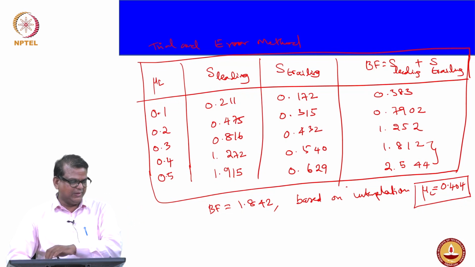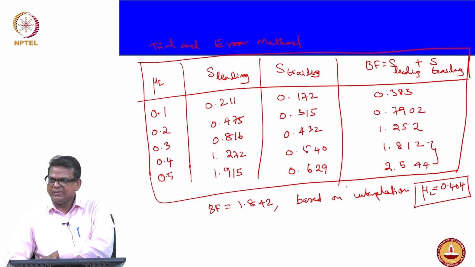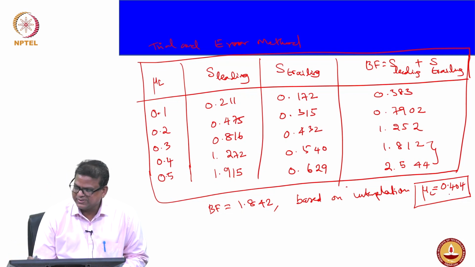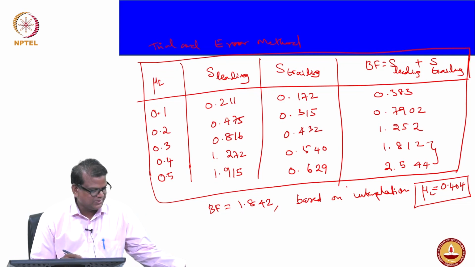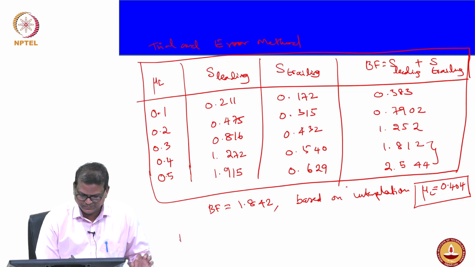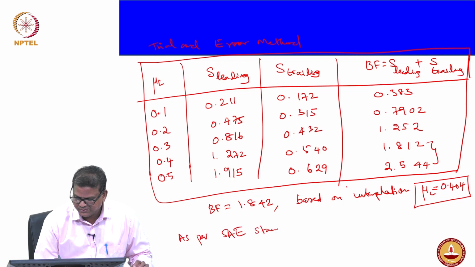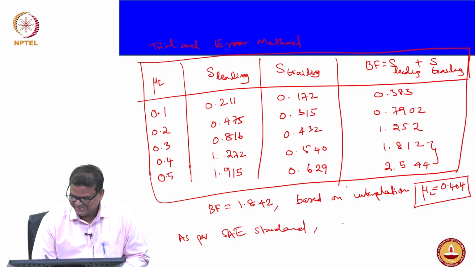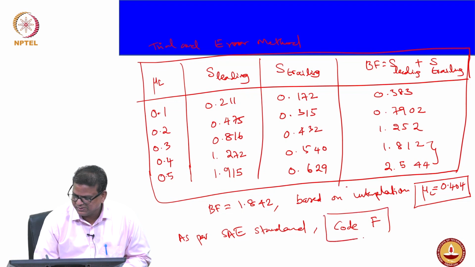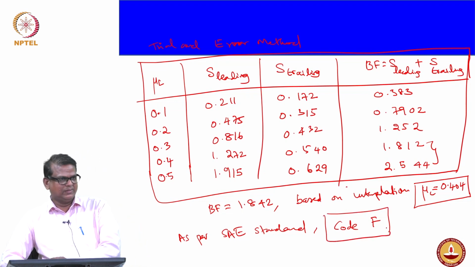Now, if you refer to your SAE standard, what is the code you are expecting? Right. So mu L is given 0.404. So it's in the range, right? It should be in the range. So what is the value you are expecting? As per the SAE standard, what is the code? The friction lining code will be F. Is it clear now? Yeah. So now you know how to select a friction lining, right?